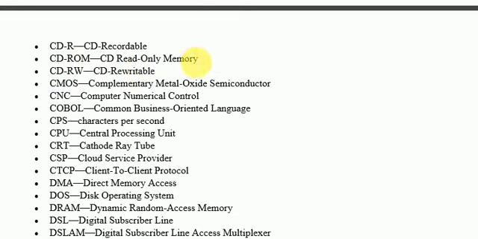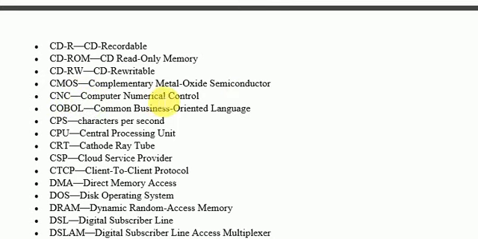Read only memory, in the next lecture we will discuss different types of memories and their nature. Then CD-RW, that means CD rewritable. CMOS, it's a complementary metal oxide semiconductor. It's one type of technique to manufacture ICs because it has very low power consumption and its speed of response is very fast as compared to others. So that term is called CMOS, complementary metal oxide semiconductor.